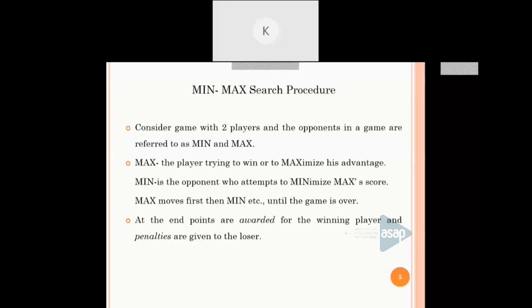In this min-max algorithm, max gets the turn first, then min gets the turn. The aim of player max is to win the game and minimize min's score. Similarly, min wants to win the game and minimize max's score. This is their motive. And at the end, either min or max will win. The winning player will get the award, while the other player will have to pay the penalty, or the game will end in a draw.